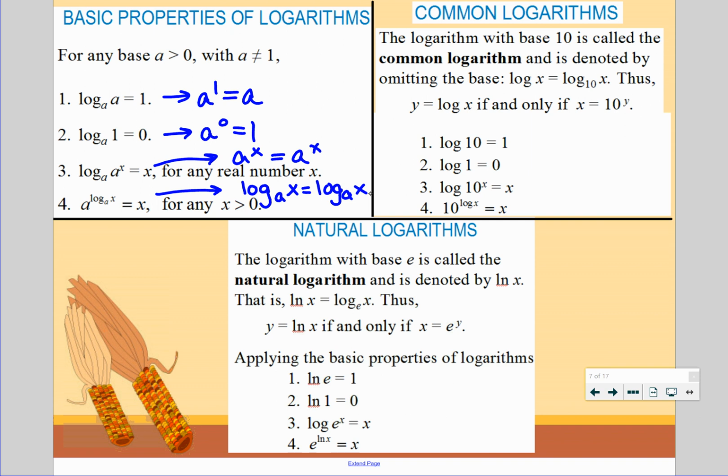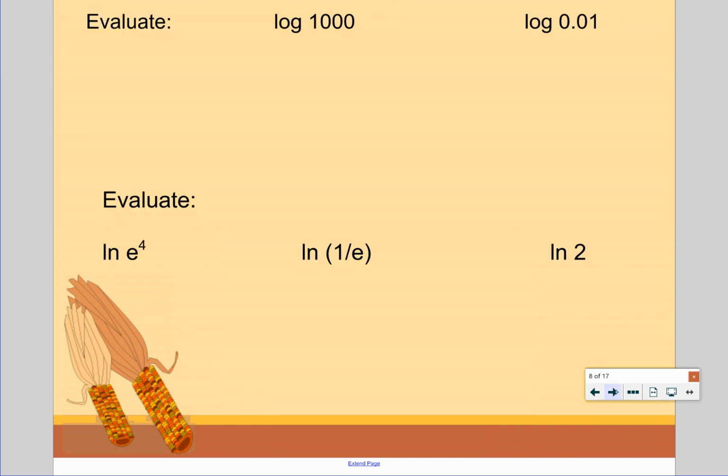So really this slide tells us a couple of things about how we can cancel out a log, but more importantly, that common log we're going to see. If we don't see the base, we can put a 10 in, and then if we see an ln, we just remember it's a log base e, and then all the properties hold from there. So on your next slide on your paper, these are quick little calculations.